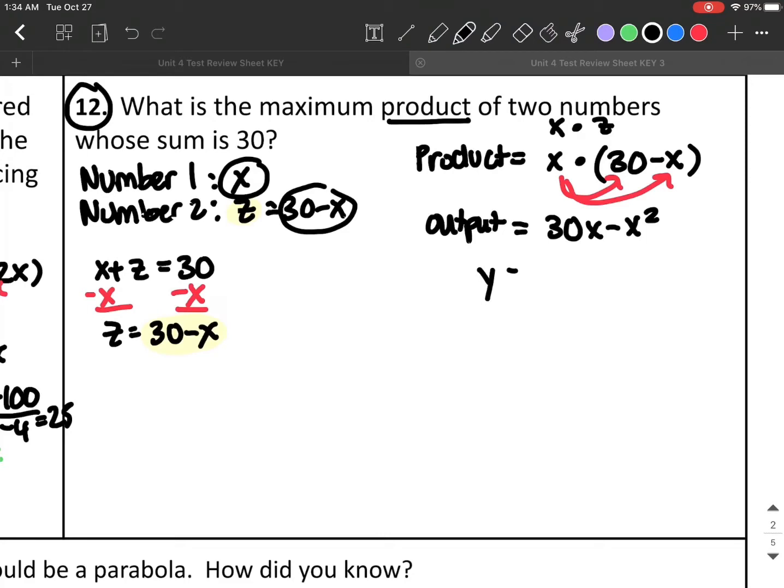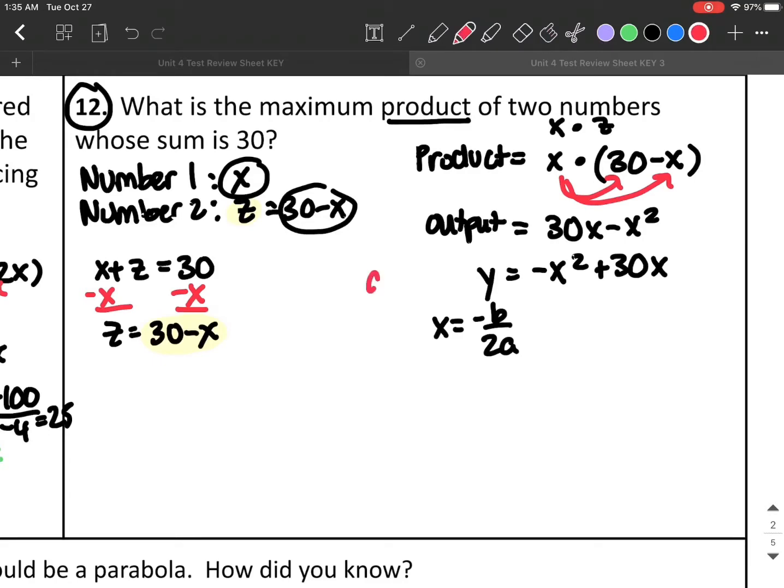I'm going to let y represent my output, and I'm going to rearrange this so it's negative x squared plus 30x. So I don't make any mistakes when I'm finding my a and my b, because I want to plug those into the formula. x is equal to negative b over 2a. So that's how I find my input value. I'm looking for the maximum, so I'm again looking for my vertex. And this formula, x is equal to negative b over 2a, is going to find me the x value in my vertex.